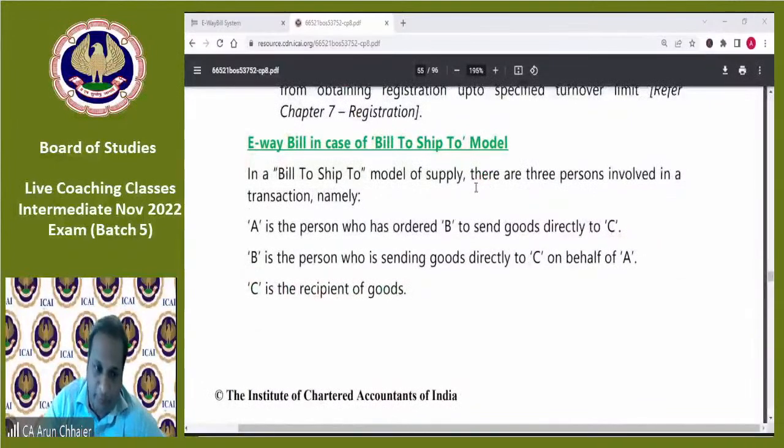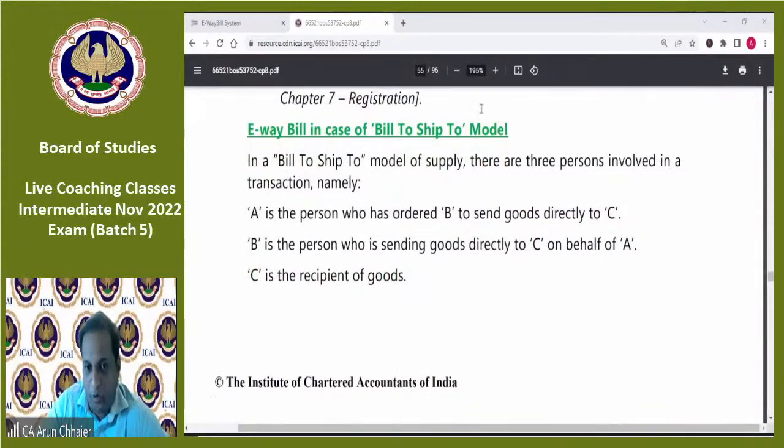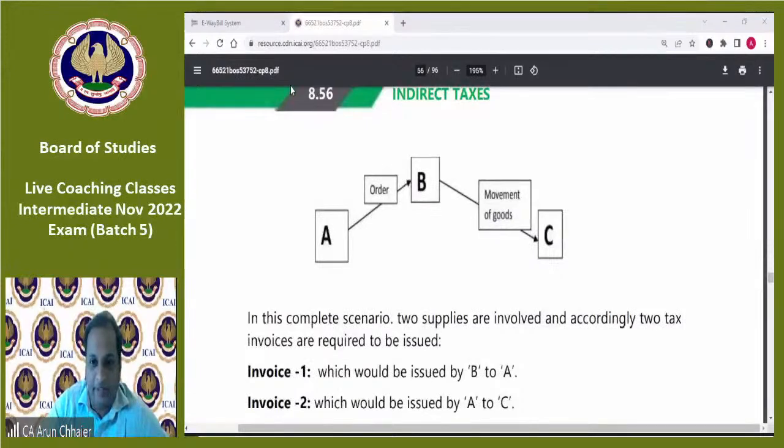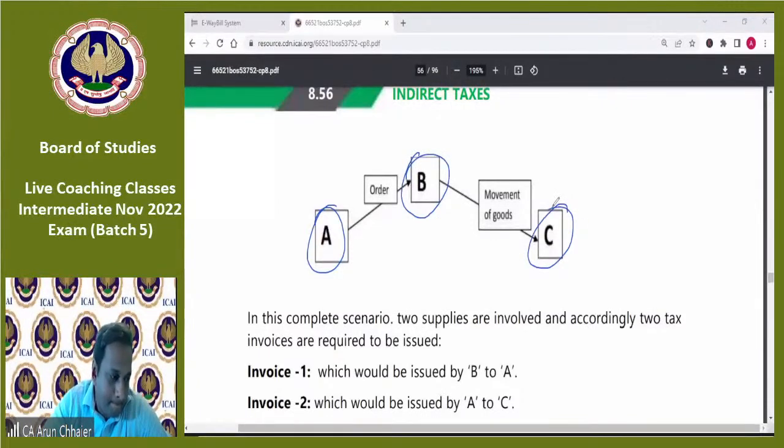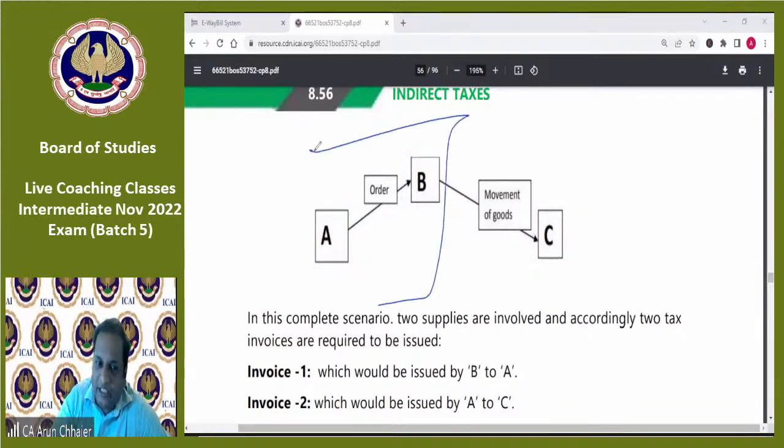Now, what is the bill to ship to model? Try to understand with the help of this example. There are three parties: Party A, Party B, and Party C. Suppose A has given an order to B, let's say for purchasing 10,000 pieces of computers. Now B has to deliver the goods to A normally. For the time being, assume there are two parties.